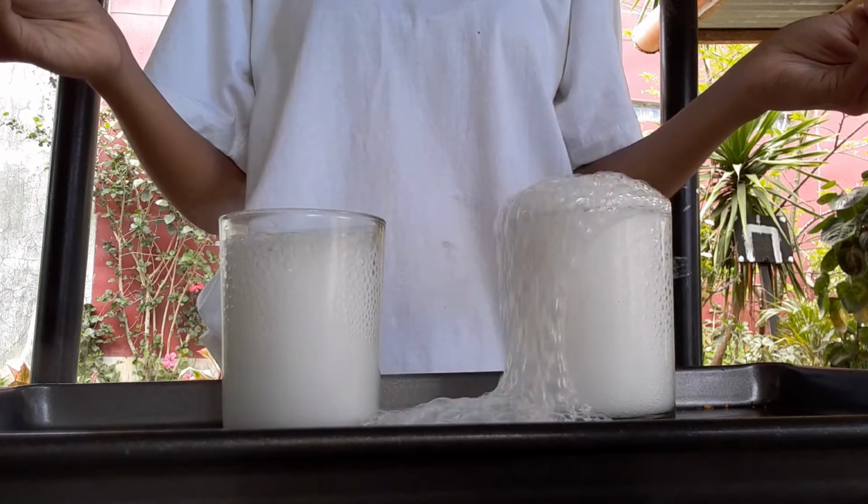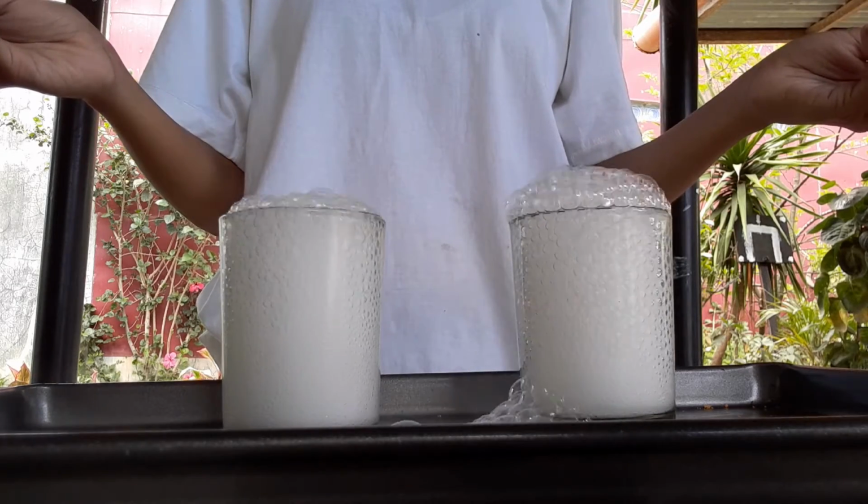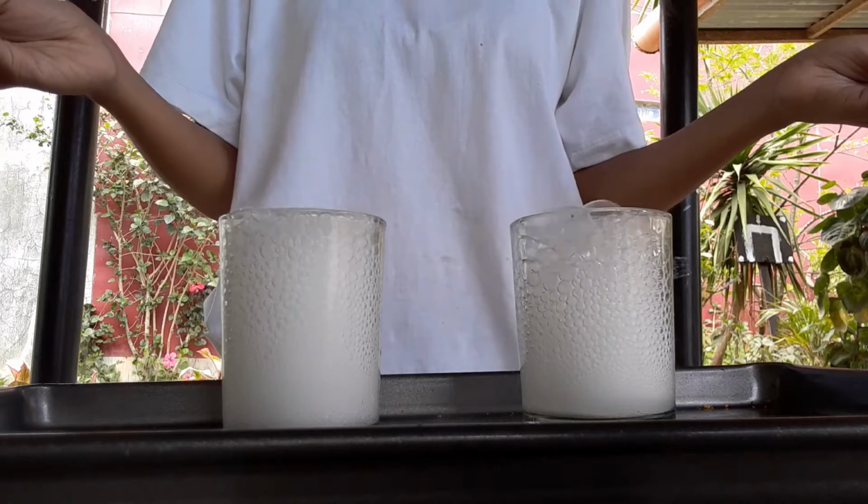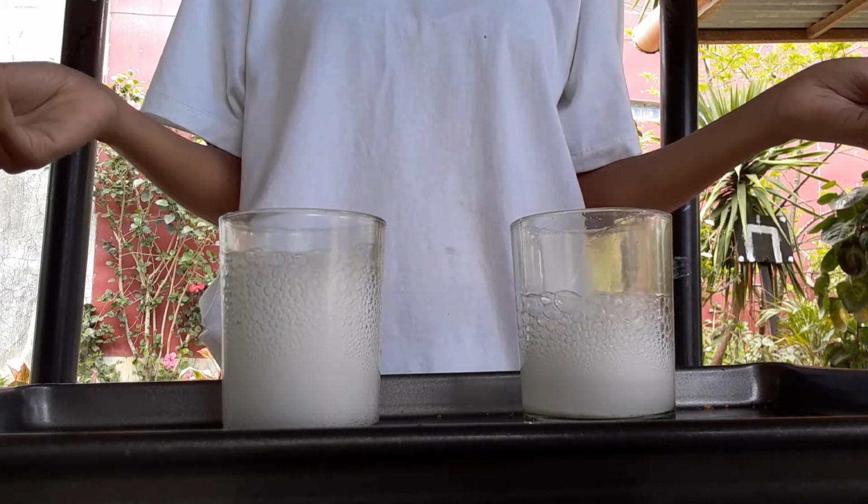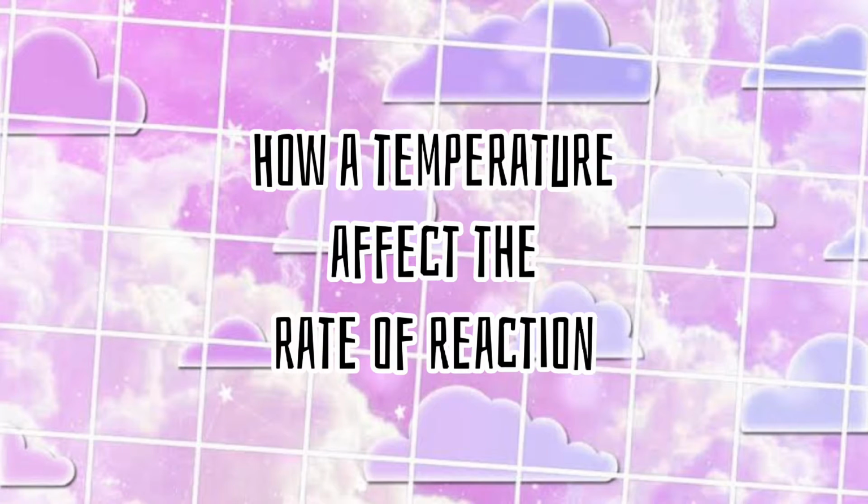We can see that the greater the amount of reactant, the faster the rate of reaction. Therefore, the more concentrated, the faster the rate of reaction. Next is how temperature affects the rate of reaction.